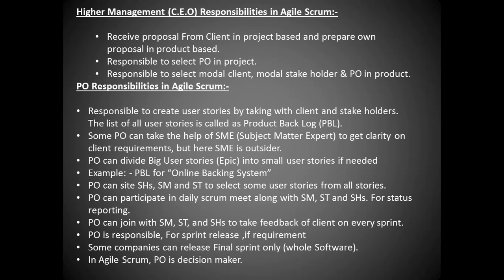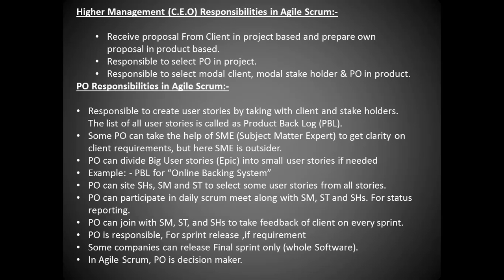Next, what are the higher management's roles and responsibilities in Agile Scrum? In a project-based setup, they receive a proposal from the client, and in a product-based setup, they prepare their own proposal. They are responsible to select POs in a project. In a product, they are responsible to select the model client, model stakeholder and PO. Now, PO responsibilities in Agile Scrum.